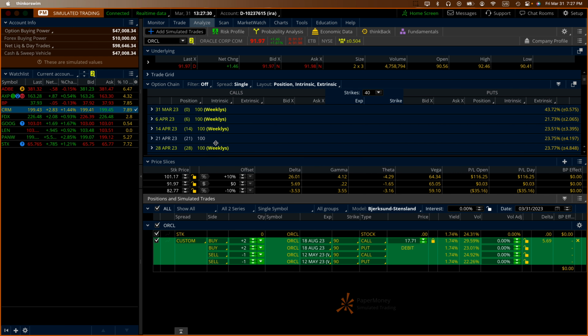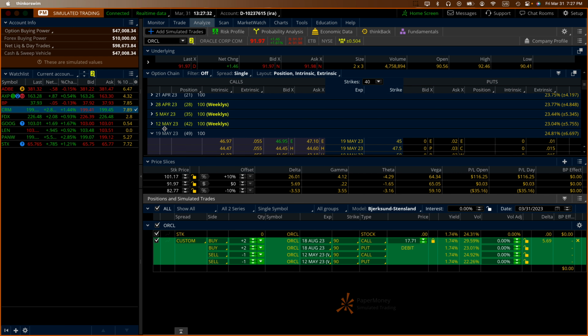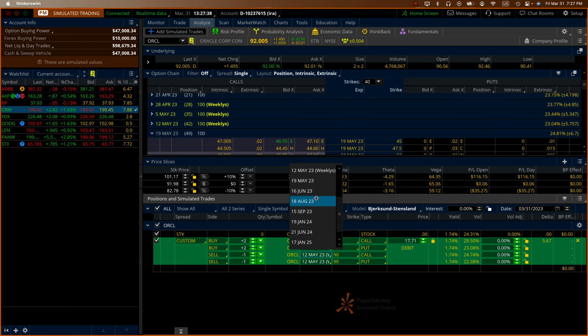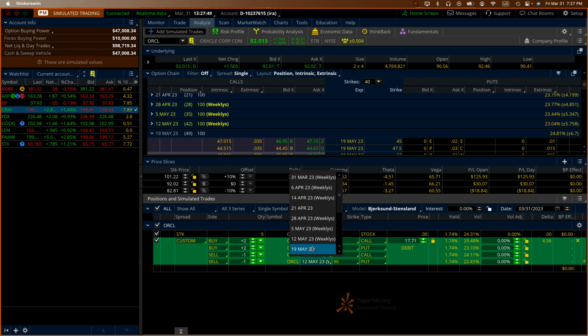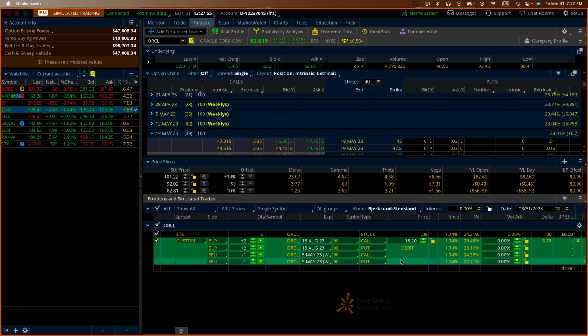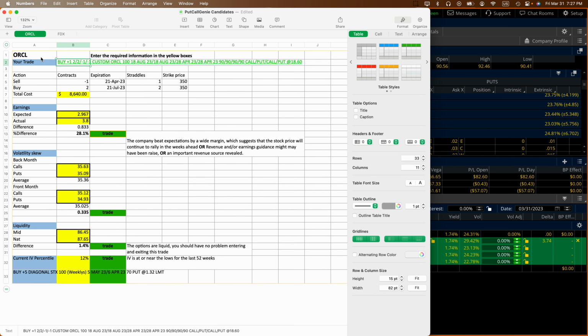is it 30 days to go or more? 42 days to go. I want to go to May 5th. So I need to change this to May 5th. Why? Because I don't want much more than 30 days to expiration. Okay, that should be my trade. Okay, we copy this trade and take it to its spreadsheet.